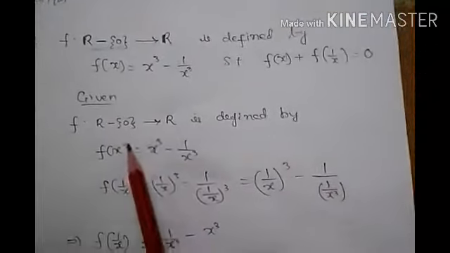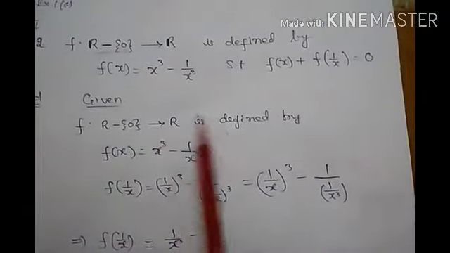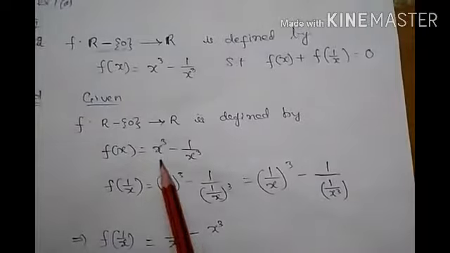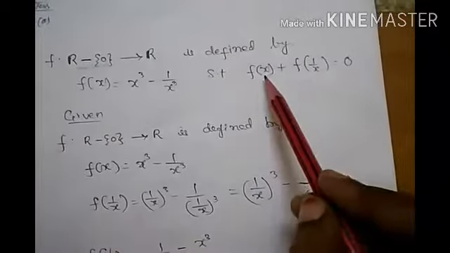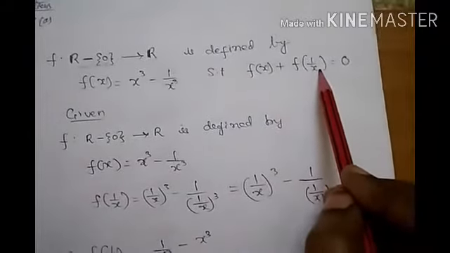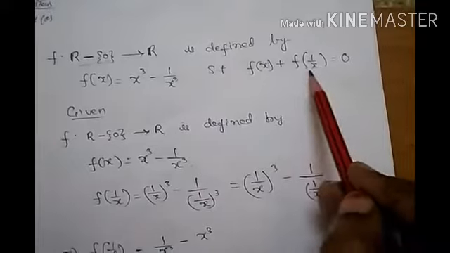Write the given information. f from R minus {0} to R is defined by f of x is equal to x cube minus 1 by x cube. Here what we have to show? f of x plus f of 1 by x equal to 0. That means add f of x plus f of 1 by x.